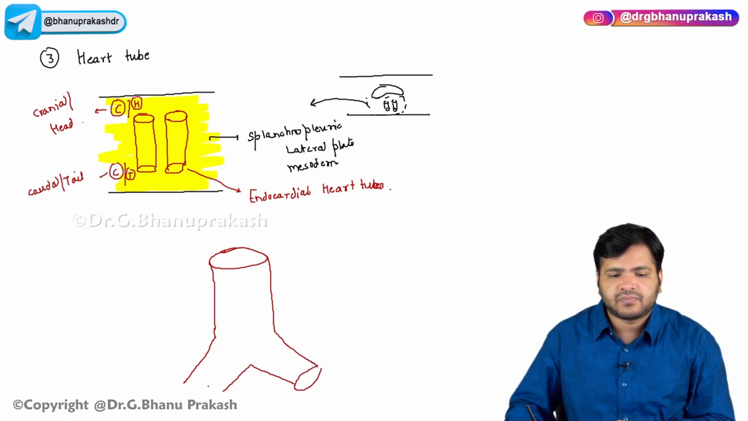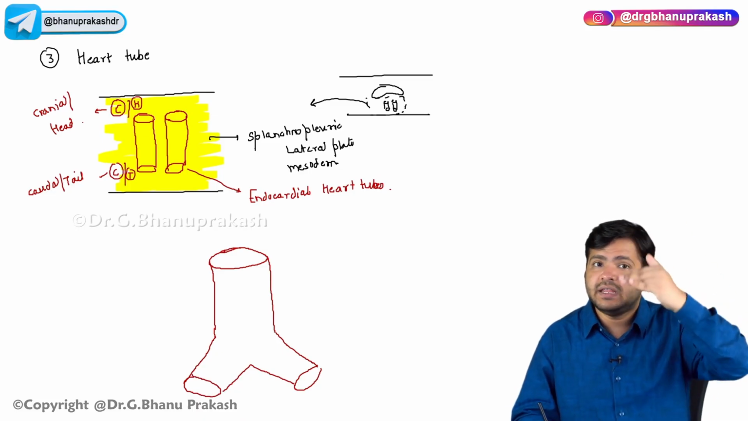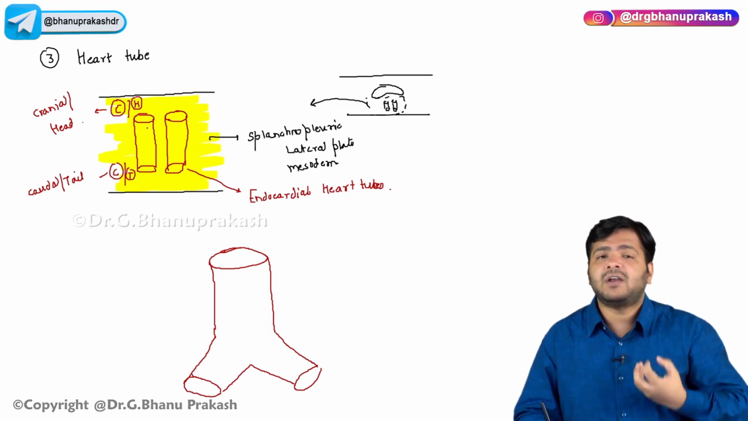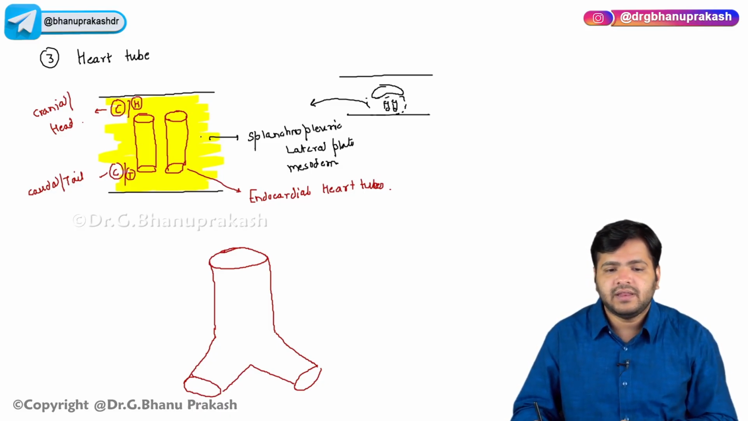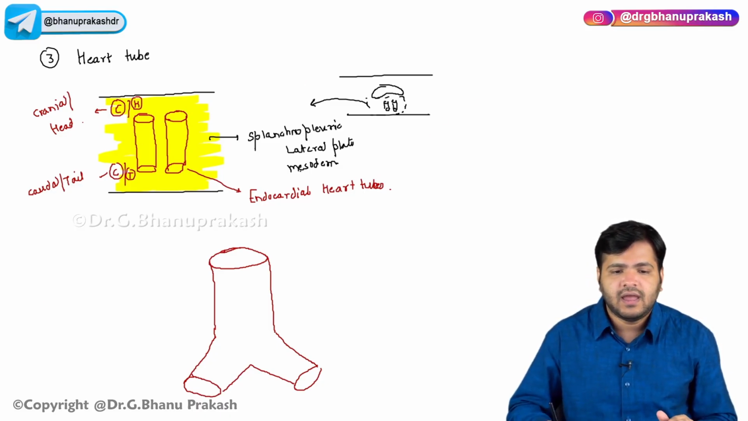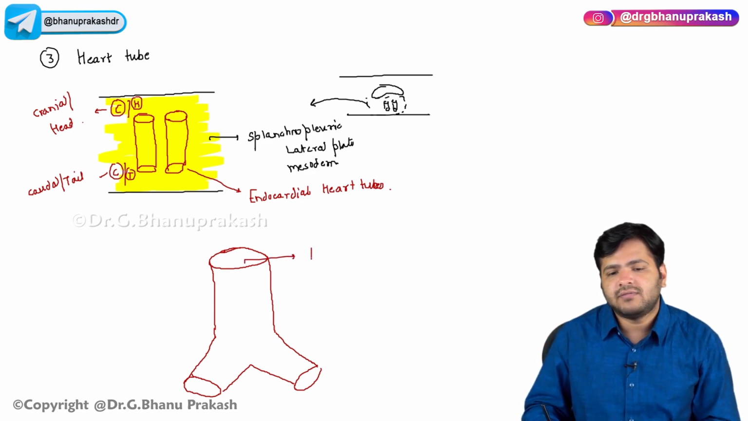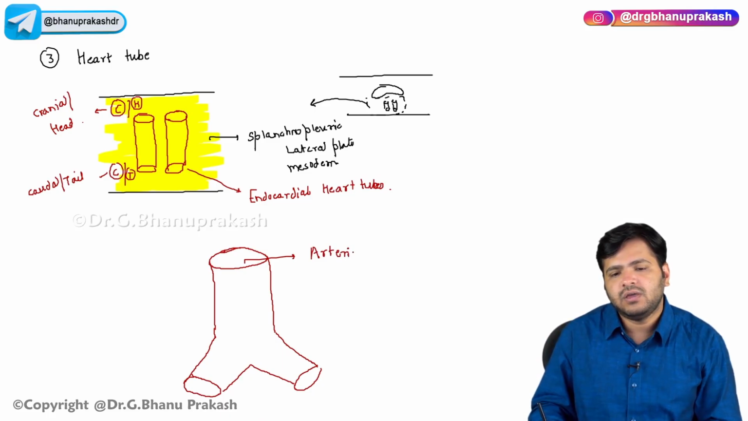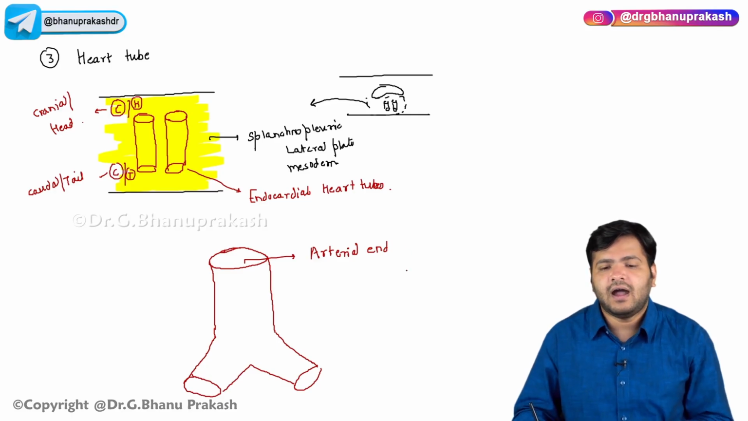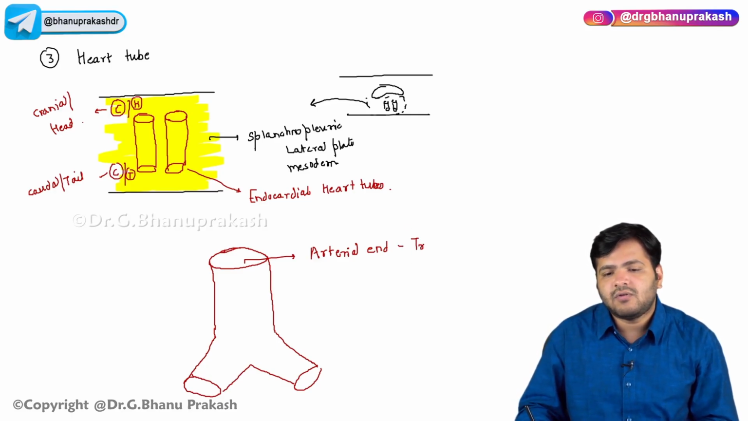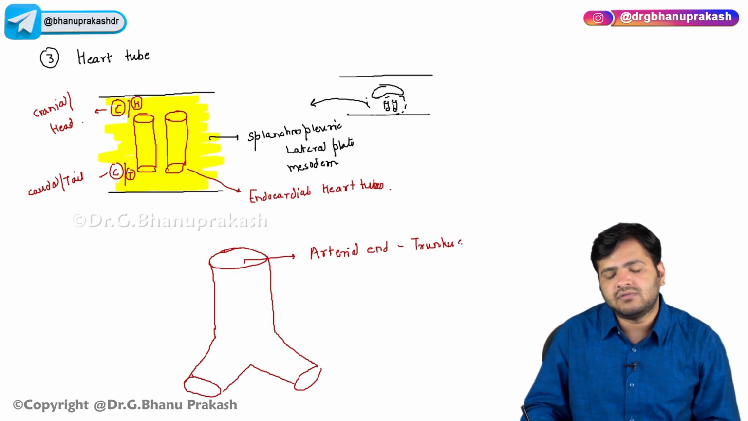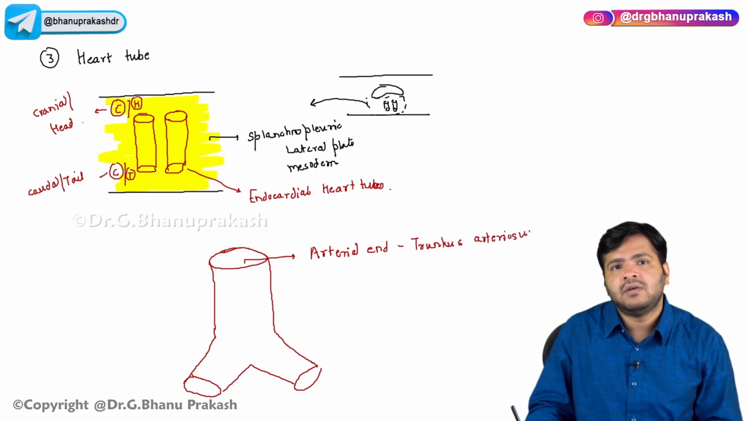So yes, this is the structure. Fusion will start from the cranial to the caudal part. The cranial part will be fused completely, and this will be called the arterial end. It will form the arteries later on. It is also called the truncus arteriosus, right?